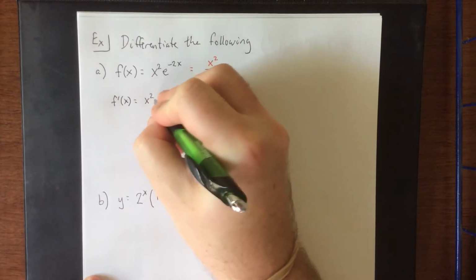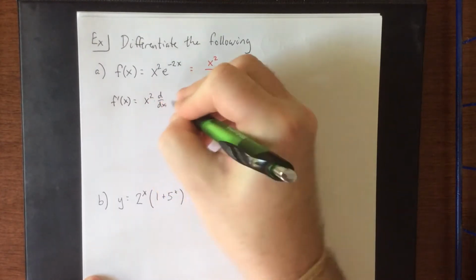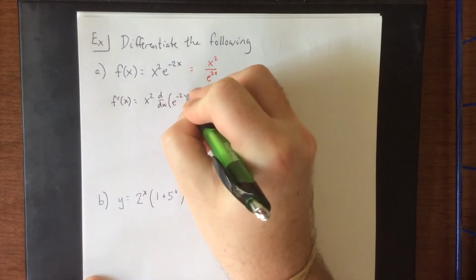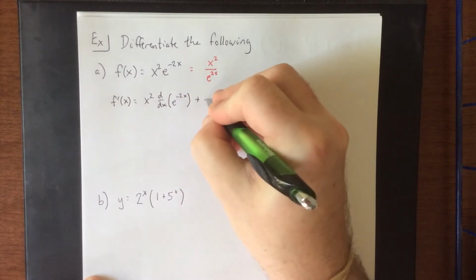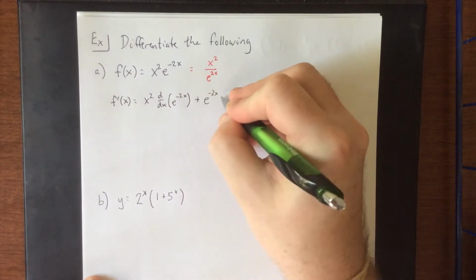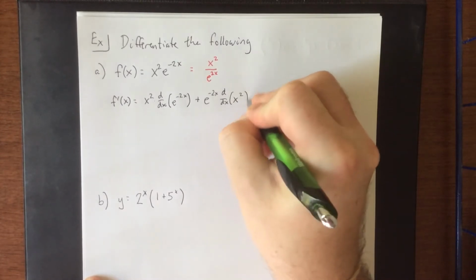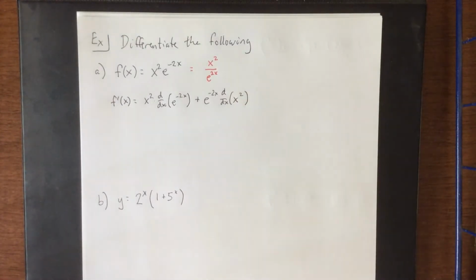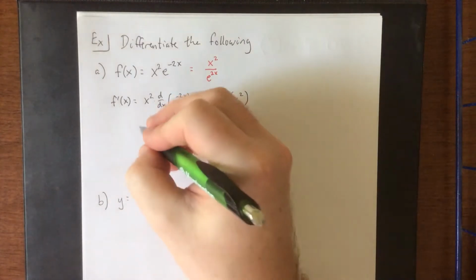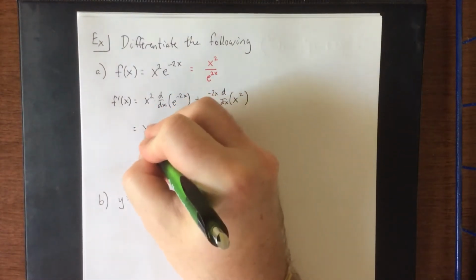So first, times derivative of the second, plus the second, times the derivative of the first. Now, product rule doesn't finish the derivative for us, but it does give us a couple more basic derivatives to work with.